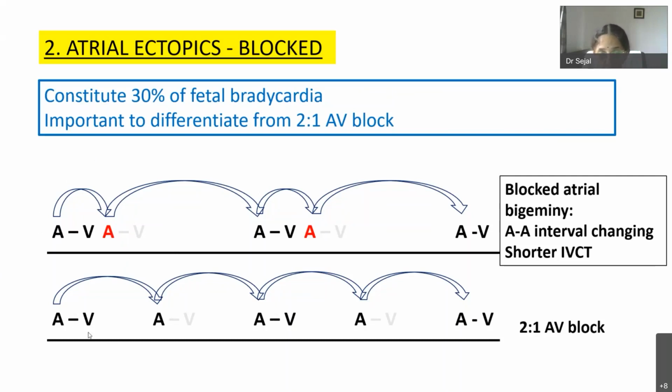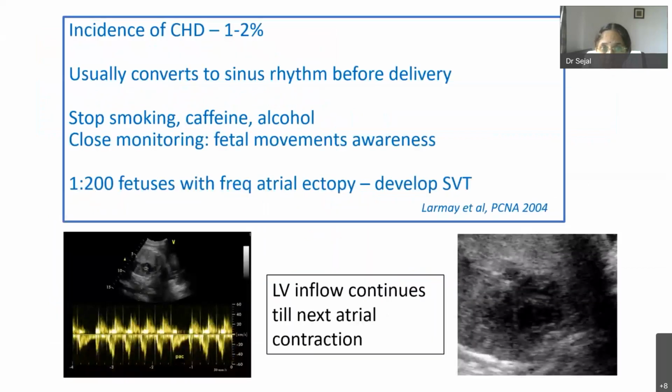Whereas if it's 2:1 AV block, my AA interval is going to be regular, my VV interval is also going to be regular, but my AV association is not going to be there every beat. So this is something which we did not understand last time, so I thought this is important. And the rest of the things related to atrial ectopics, I think we have understood.